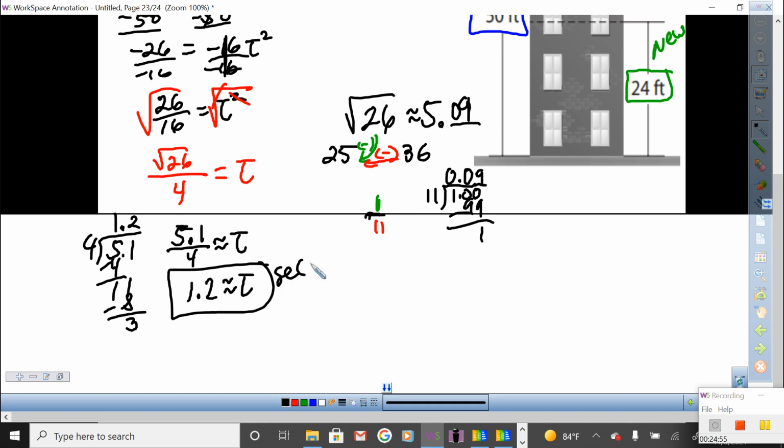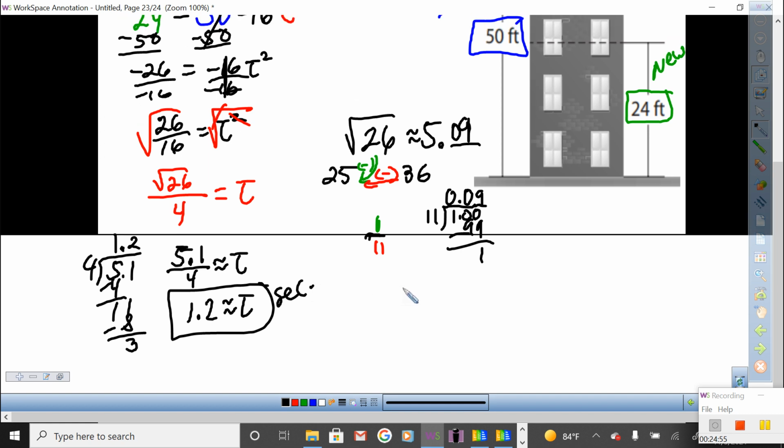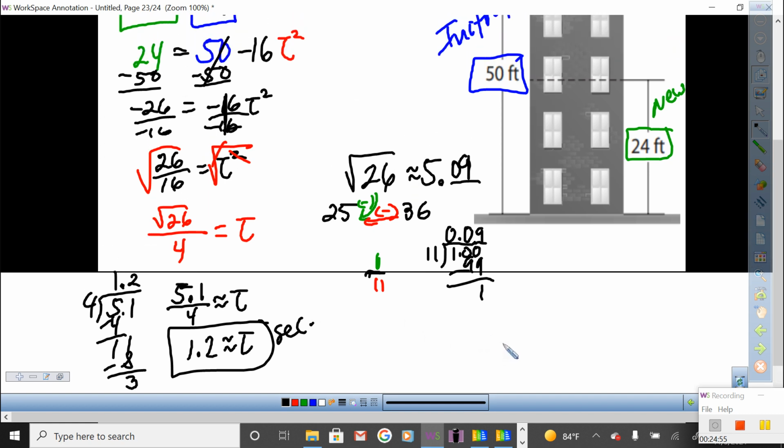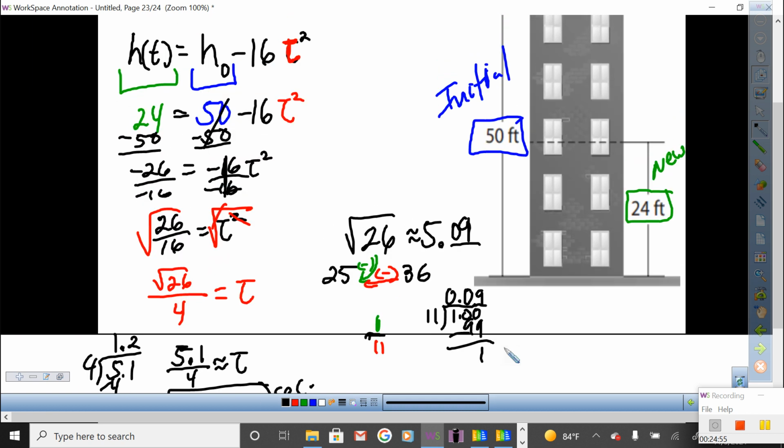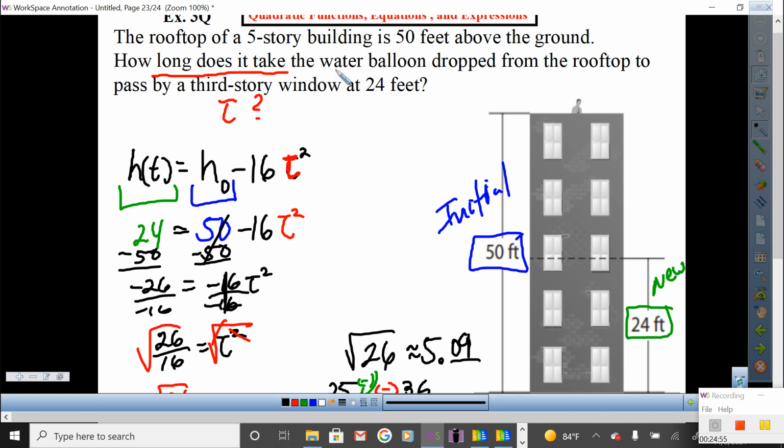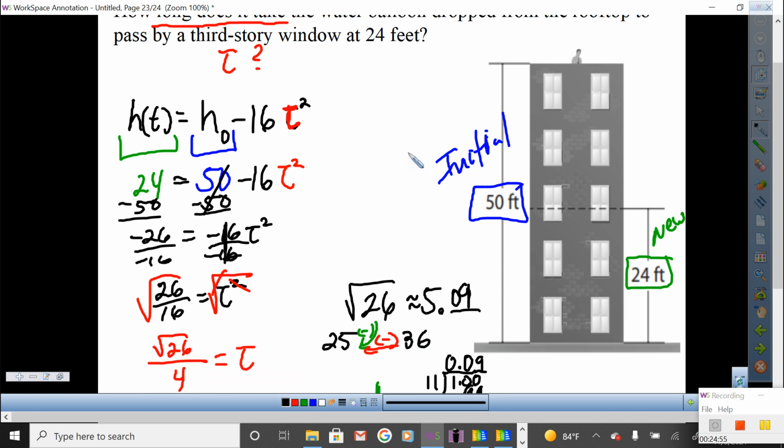seconds. Am I done? No, Mr. Q, we always end with a sentence. Oh yeah, that's true. So, here goes the situation one more time. It said, how long does it take the water balloon to be dropped from the rooftop to pass by the third floor window at 24 feet?